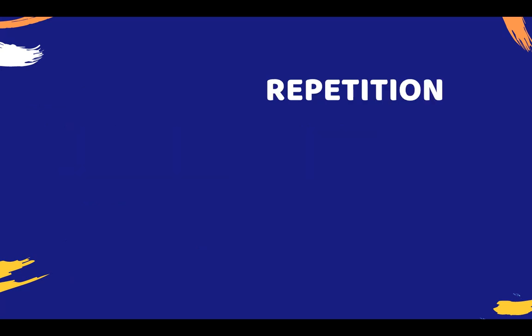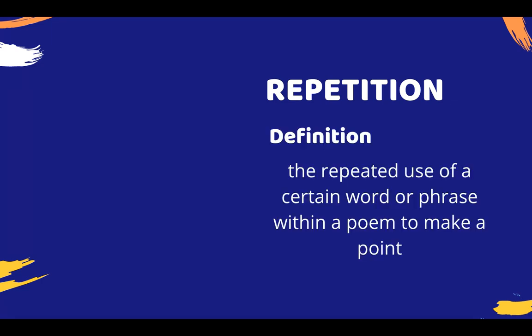The next sound we have is repetition. The definition of this is the repeated use of a certain word or phrase within a poem to make a point. Anytime that you see something repeated throughout a poem, obviously it's put there for a reason, right? It's repeated for a reason. So you really have to stop and think, why is the poet continuously using this in the poem? What are they trying to say with it?